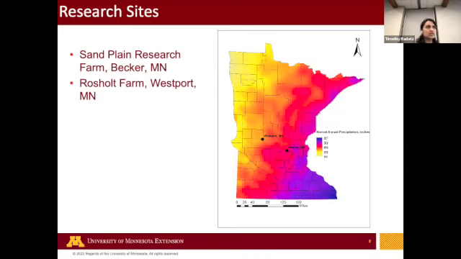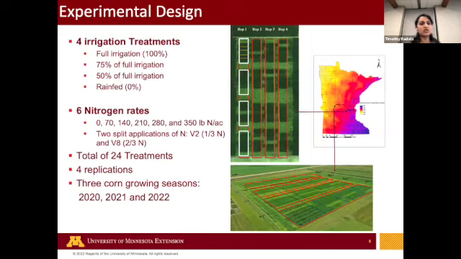So we conducted this research, and it is ongoing research that we are conducting at 2 research sites. This map shows you the normal annual precipitation in inches, and we selected these 2 sites, Becker Sandplain Research Farm and Roshold Farm in Minnesota. We wanted to make sure that we cover most of central Minnesota and also different weather or climate regions in the state in this irrigated region. That's why we selected these two sites, and we are conducting the same research at both sites.